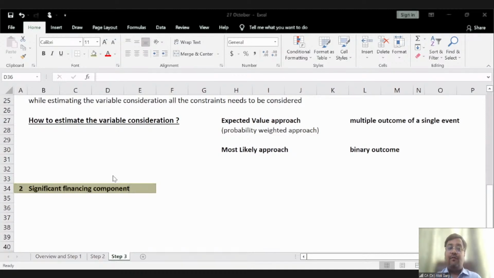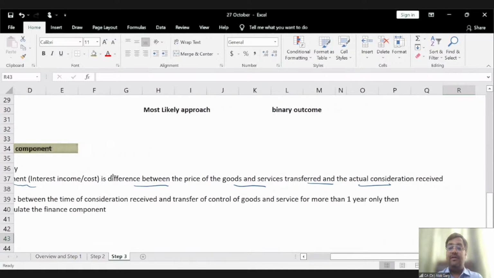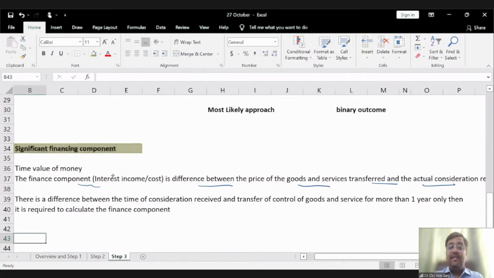Is that clear? So friends, the time value of money is there when there is a difference between the consideration received and the transfer of control of goods and services of more than 1 year. The finance component is the difference between the price of the goods and services transferred and the actual consideration received. Only then is it required to calculate the finance component.